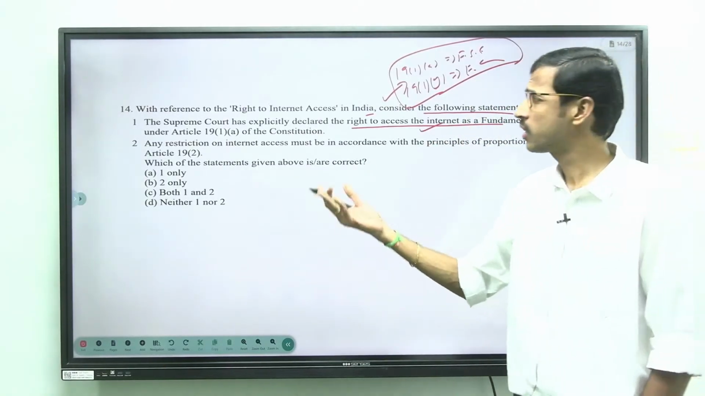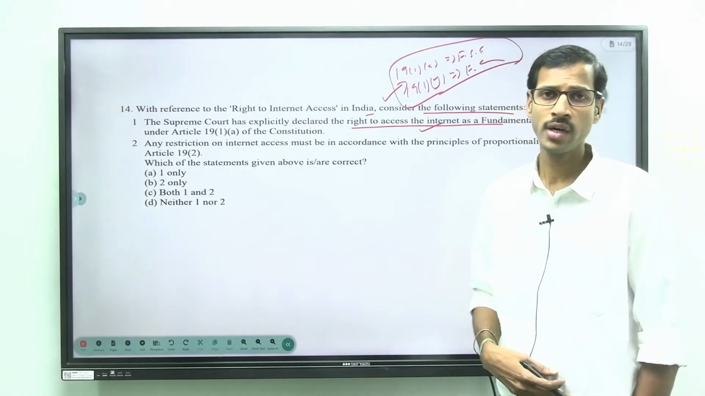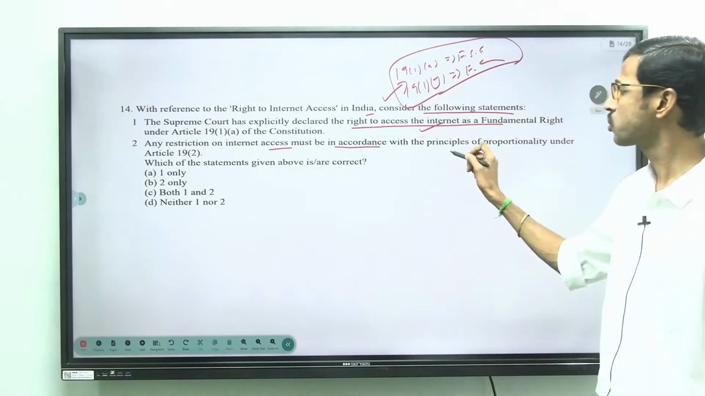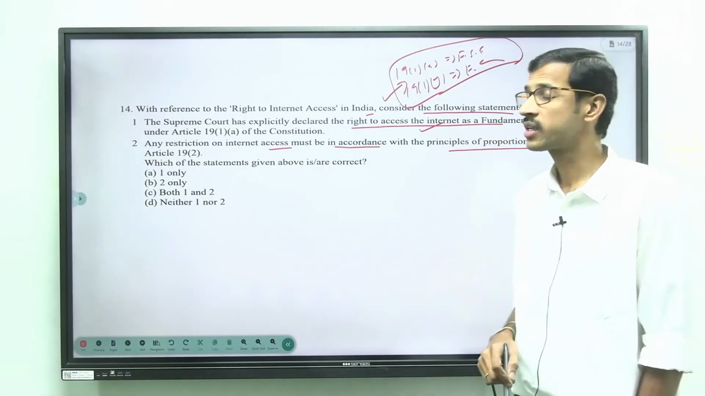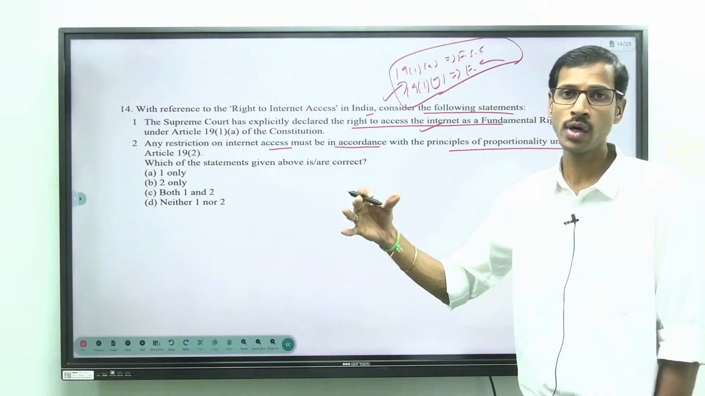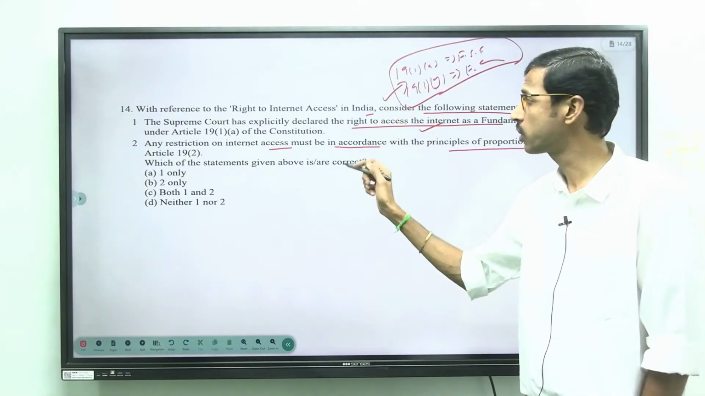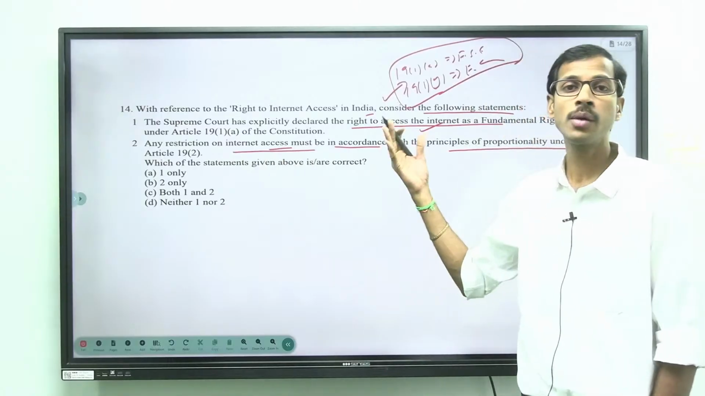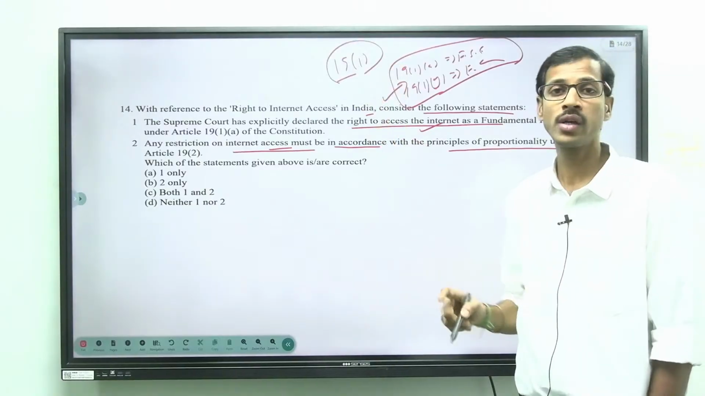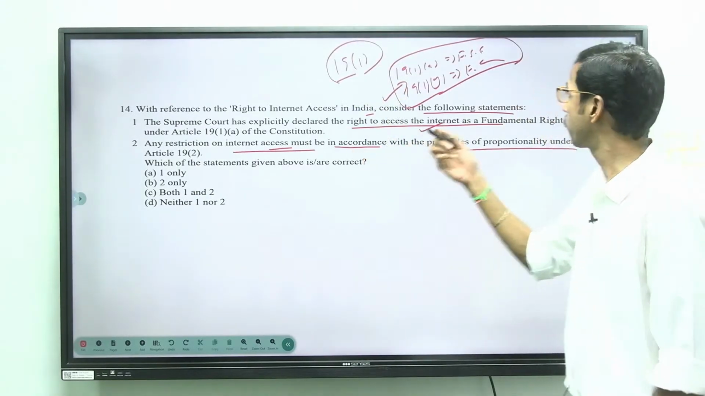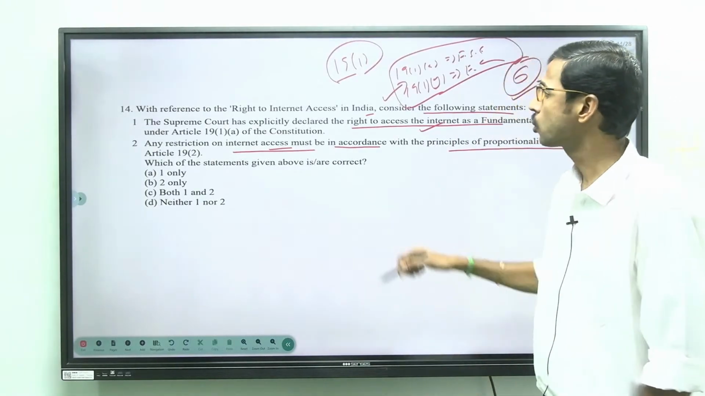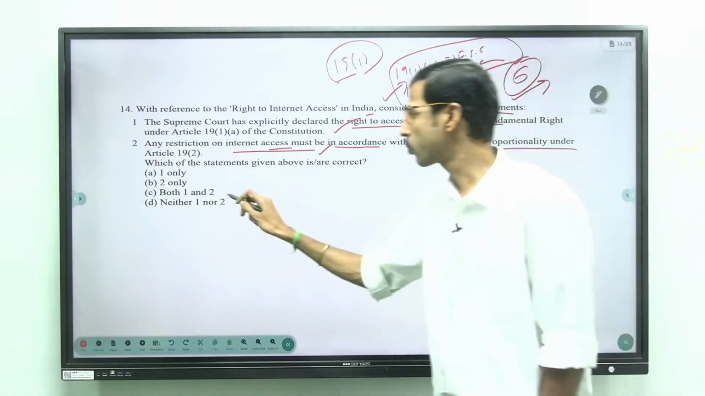So this is also completely related to our Article 21, right? Any restriction on internet access must be in accordance with the principles of proportionality under Article 19(2), right? Article 19(2) is related to the grounds for restrictions on freedom of expression, especially 19(1)(a) to (g), which are the democratic rights we have, right? So very, very important. Both these two are correct here, both 1 and 2.